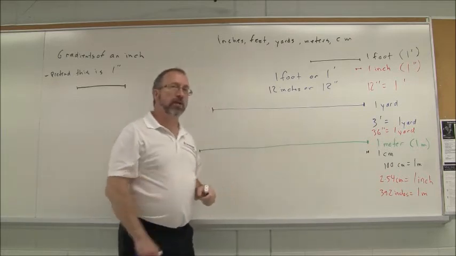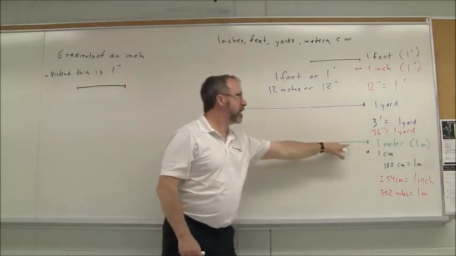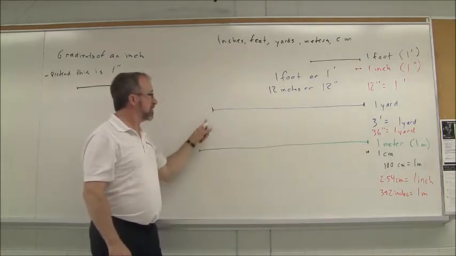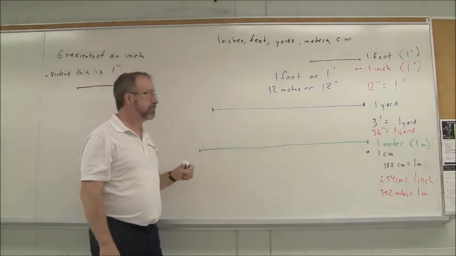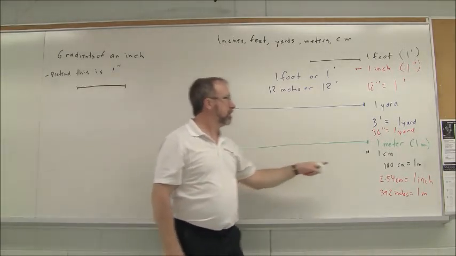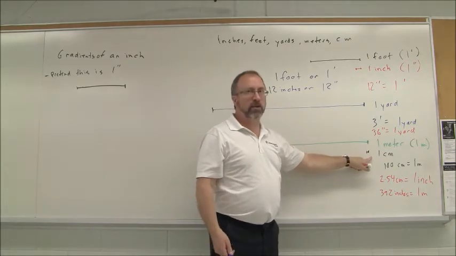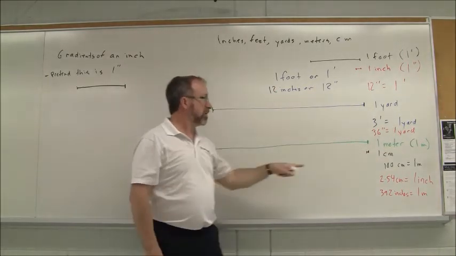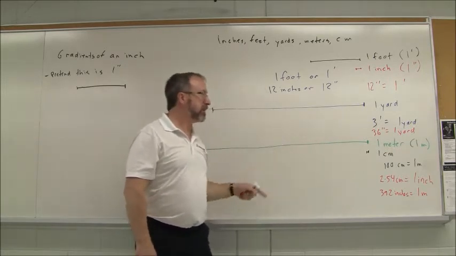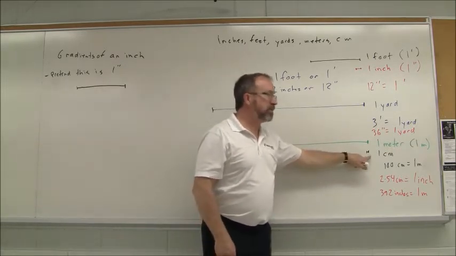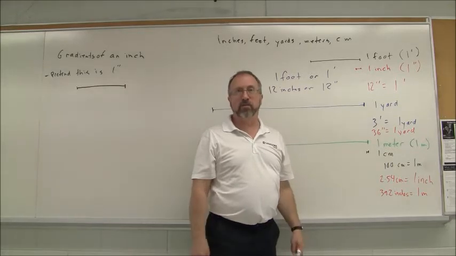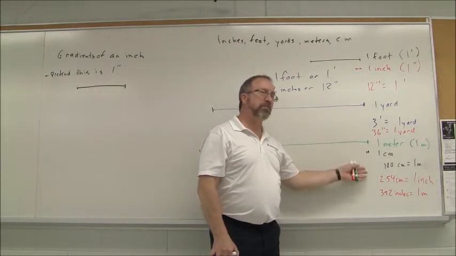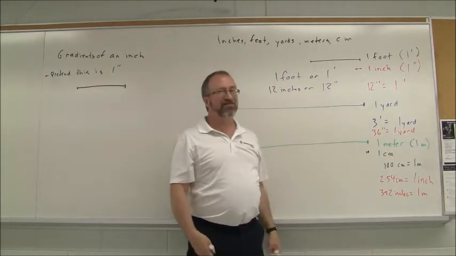Now, compared to metric, here in green I've drawn 1 meter. Notice it's slightly longer than a yard. And in metric, the next standard unit we would normally use is a centimeter. There's a centimeter, there's a meter. There are 100 centimeters in a meter. Within a centimeter, I could break that into millimeters. 10 millimeters in a centimeter. Everything based on the number 10. Imperial, not so much.